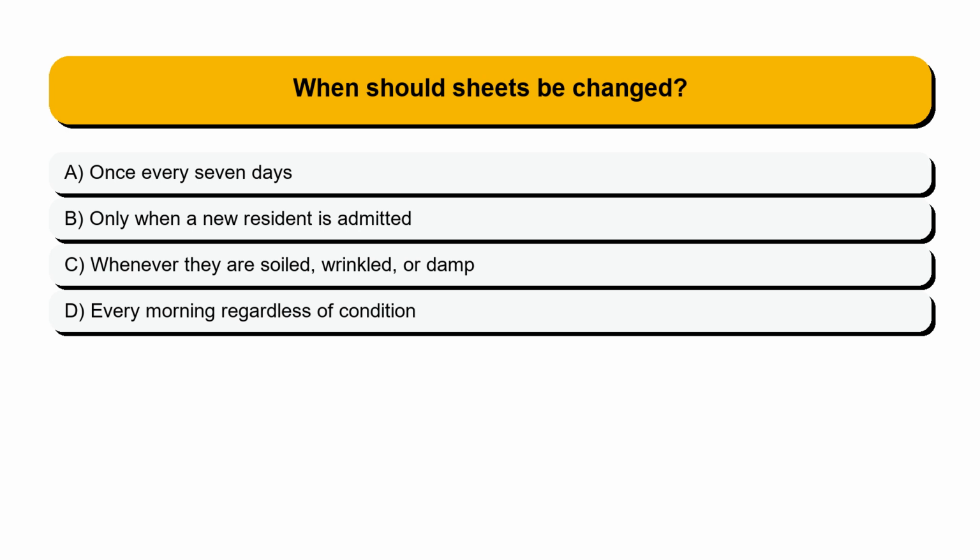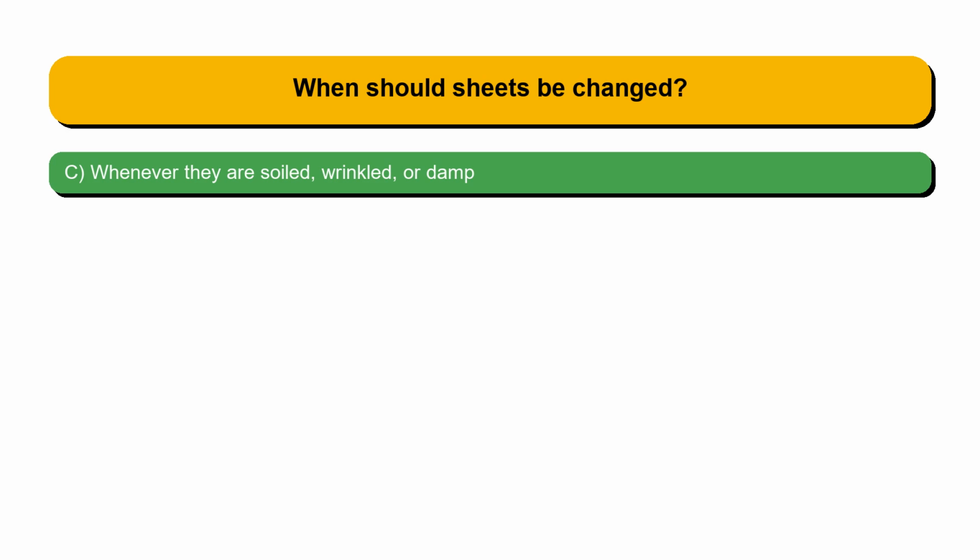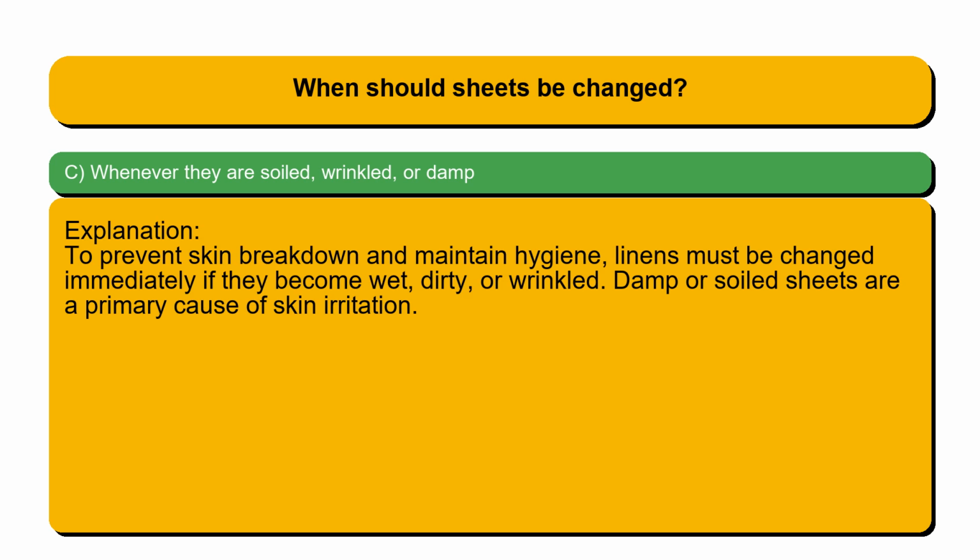Question 69. When should sheets be changed? Option A, once every 7 days. Option B, only when a new resident is admitted. Option C, whenever they are soiled, wrinkled, or damp. Option D, every morning regardless of condition. The correct answer is option C, whenever they are soiled, wrinkled, or damp. To prevent skin breakdown and maintain hygiene, linens must be changed immediately if they become wet, dirty, or wrinkled. Damp or soiled sheets are a primary cause of skin irritation.